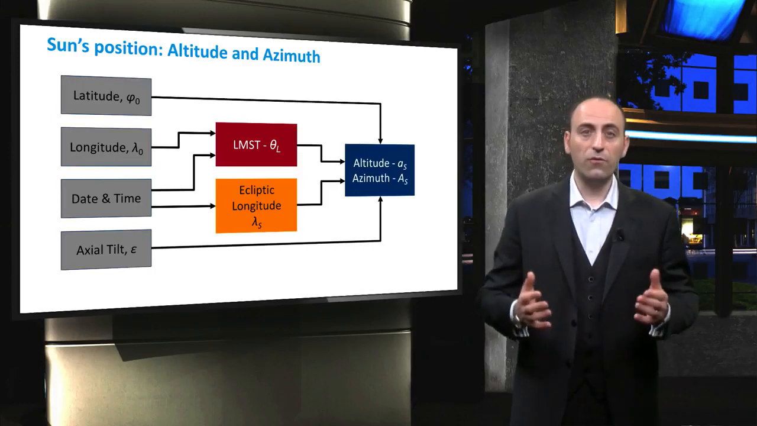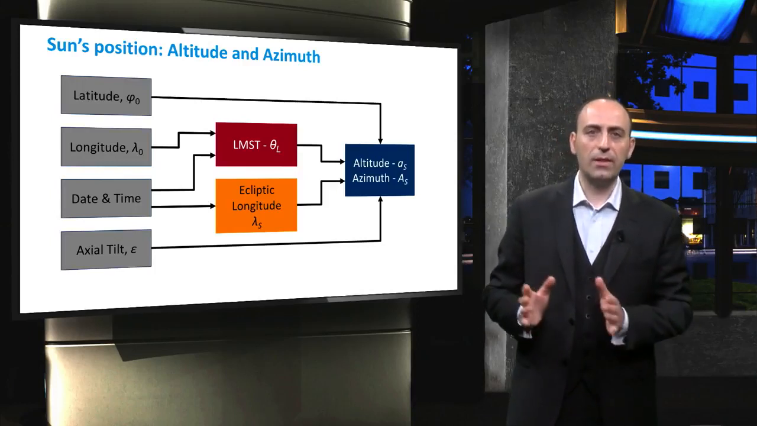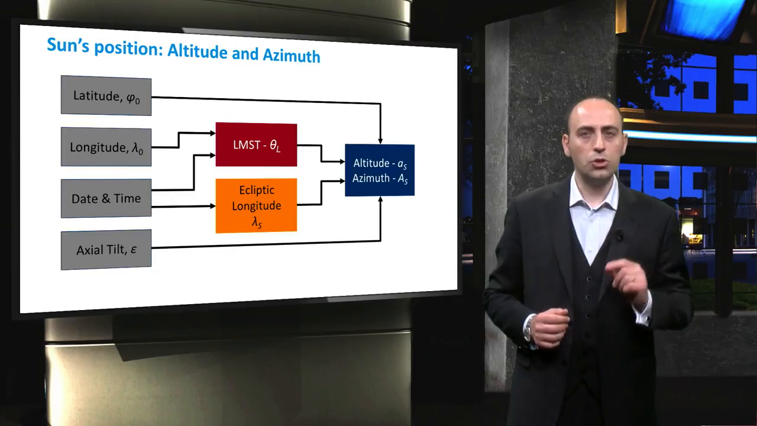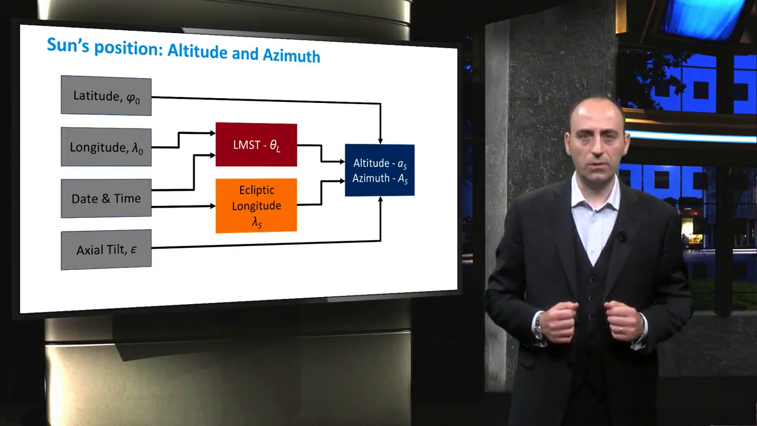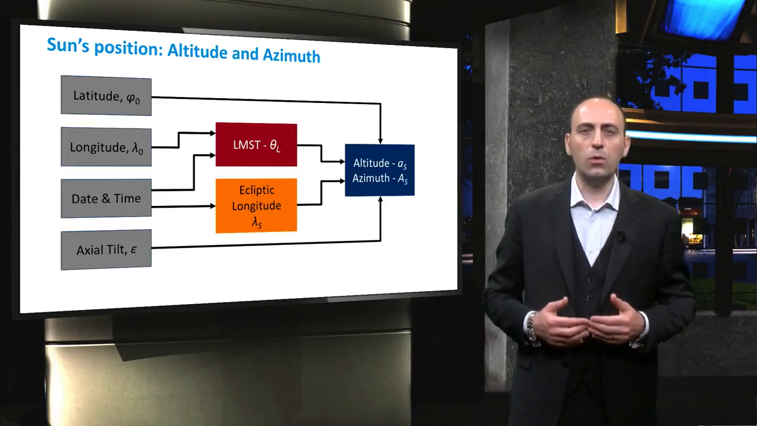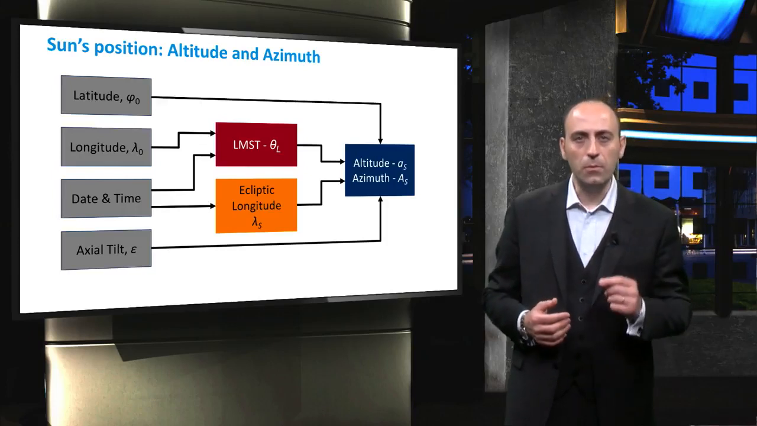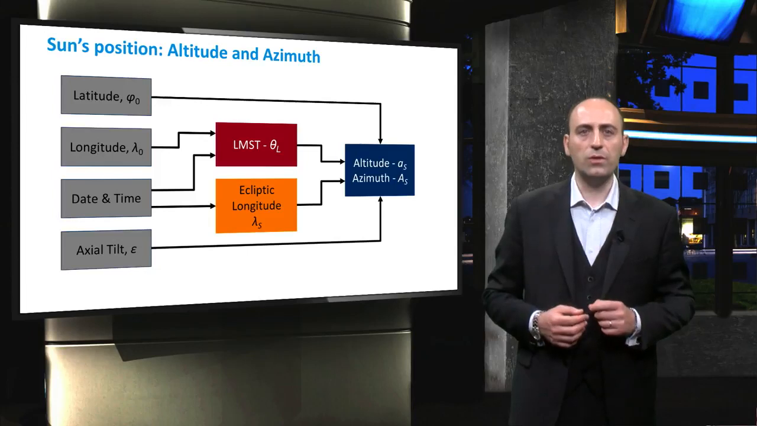Finally, we have all the information to compute the altitude and azimuth of the Sun. We will not show you the demonstration here, since it is beyond the scope of this lecture. However, if you want to take a look at all the steps to get a deeper understanding, please refer to Appendix E of the Solar Energy book.